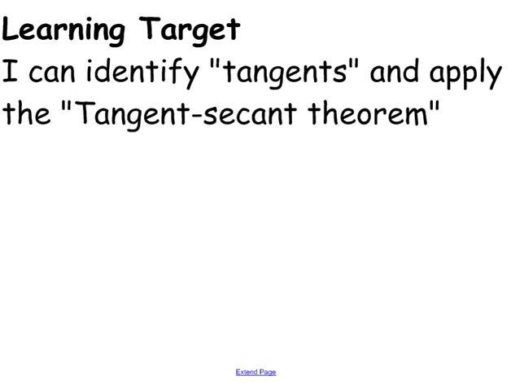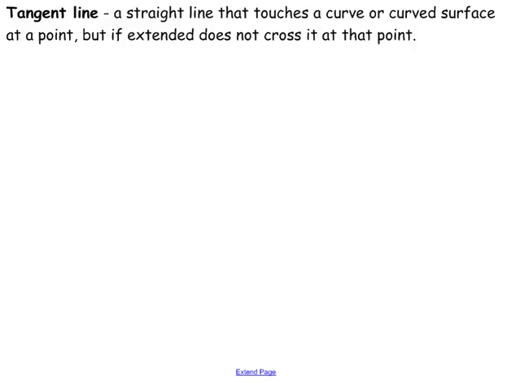Hey, it's Mr. Estrada here, and our learning target for this video says I can identify tangents and apply the tangent-secant theorem. So a tangent line is a straight line that touches a curve or curved surface at a point, but if extended does not cross it at that point.